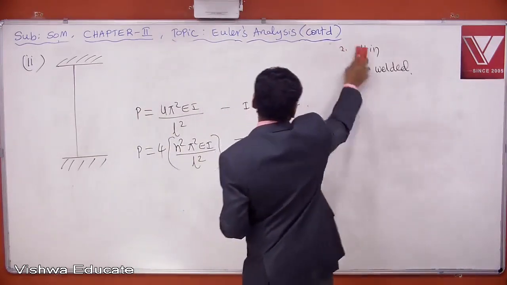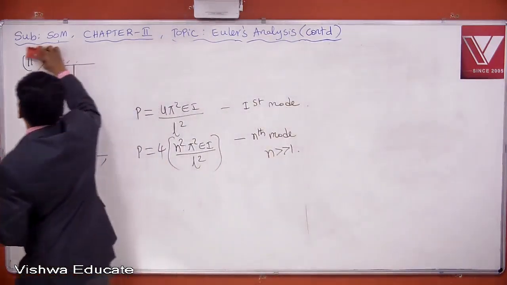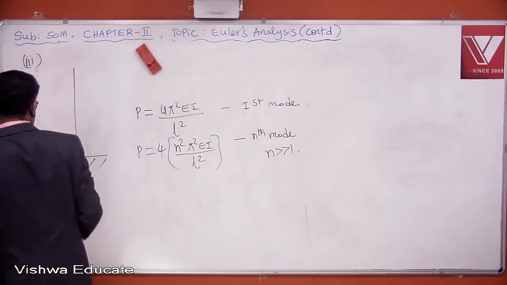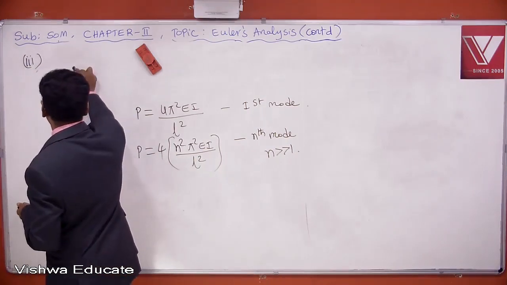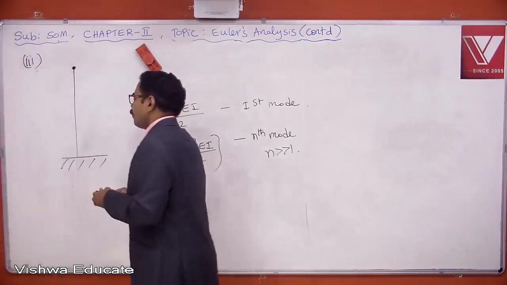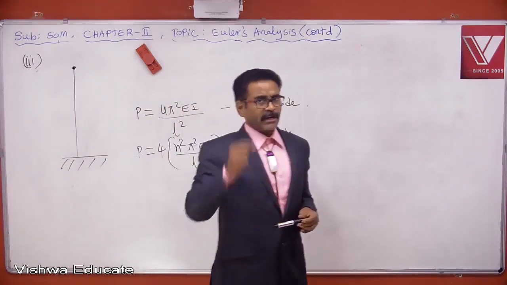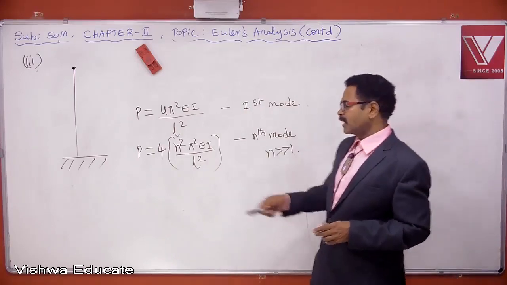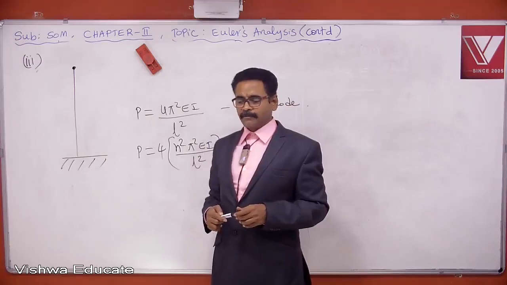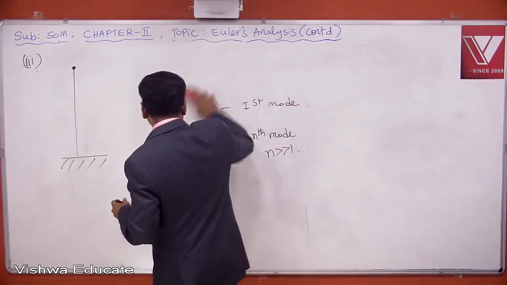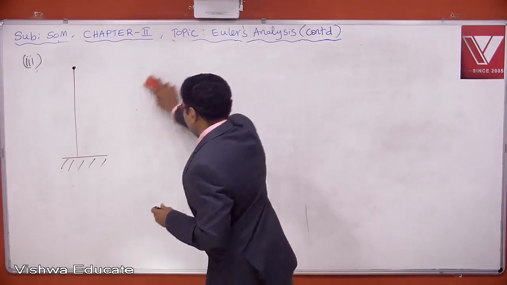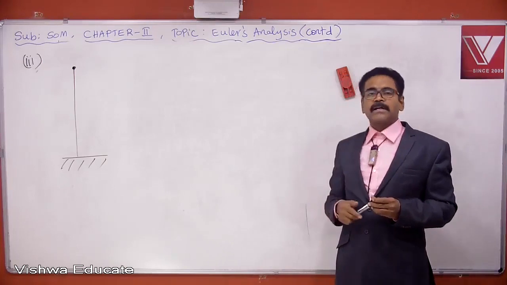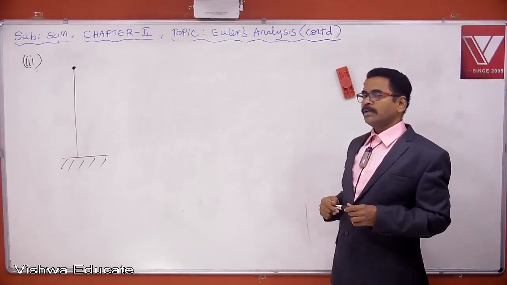Let's move to another case of end conditions. You may write the third case: one end is fixed, other end is pin jointed. Bottom is fixed, and the other end is pin jointed.